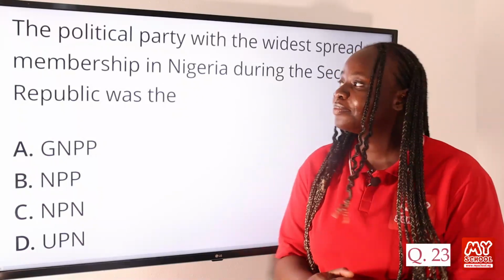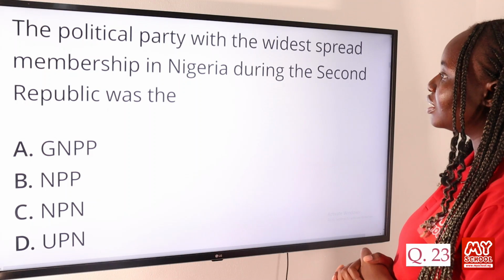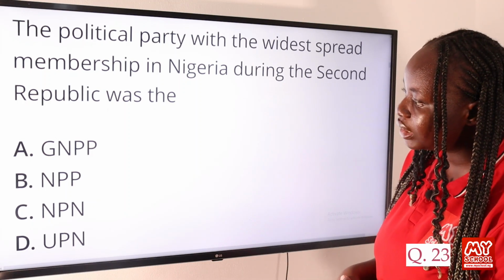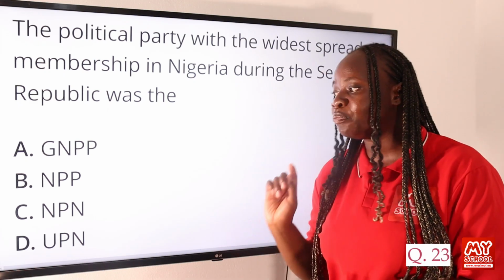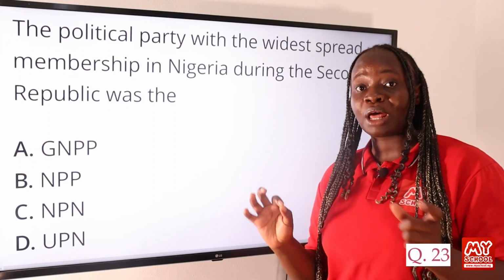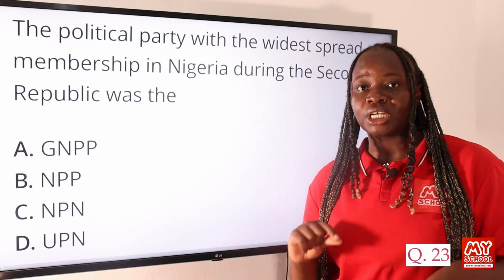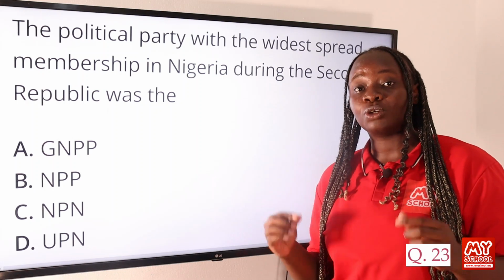Question 23. The political party with the widest spread membership in Nigeria during the Second Republic was the A, GNPP, B, NPP, C, NPN, and D, UPN. So the answer to this question is option C, NPN, or the National Party of Nigeria. This was the most popular party during the Second Republic. It was the party under which Alhaji Shehu Shagari won the election during the Second Republic. And so they won 25% of the majority votes.